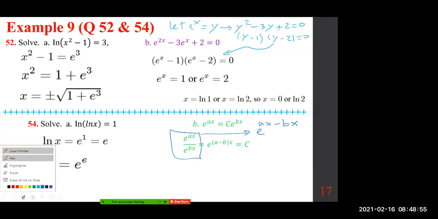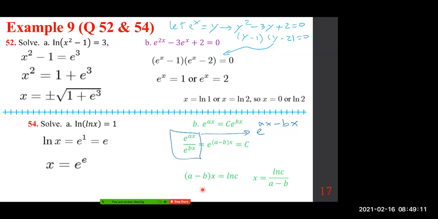Let me change this again. If you take the natural log of the left side, or you go with the definition of a log, either way, the natural log of the left gives you a minus b times x, and the right side is just ln c. And now dividing by a minus b gives you the x, the answer. So we are looking at equations that are different than some of the stuff we are used to.